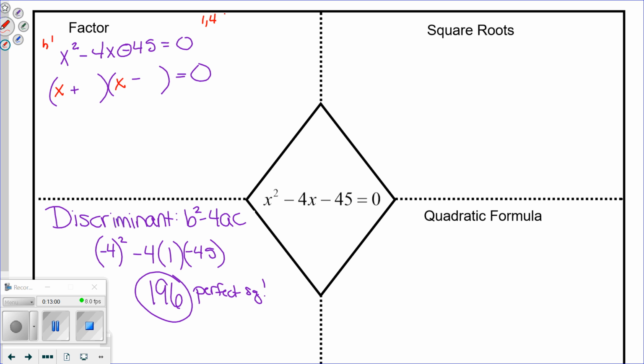I'm going to make my nice orderly list. So I have 1 and 45, 3 and 15, and 5 and 9. And which option is it going to be then? 5 and 9. Which one's negative?